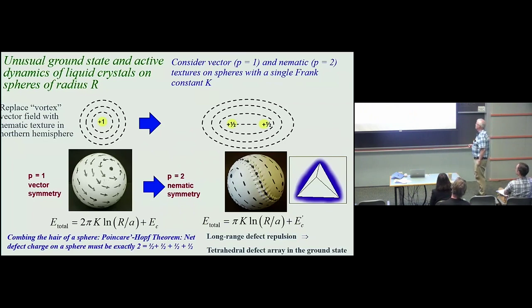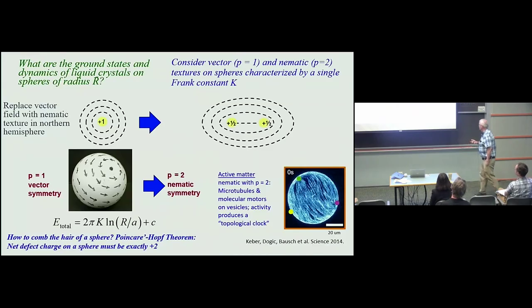And of course, in this community, you may all remember this work from 10 years ago by Zvonimir Dogic and Andreas Bausch, and I think Mark Bowick and Cristina Marchetti had a role in the theory. And this is an active matter version of this tetrahedral ground state, a kind of topological clock, where you can see 3 of the 4 +1/2 defects, which then orbit around dynamically in a non-trivial way.